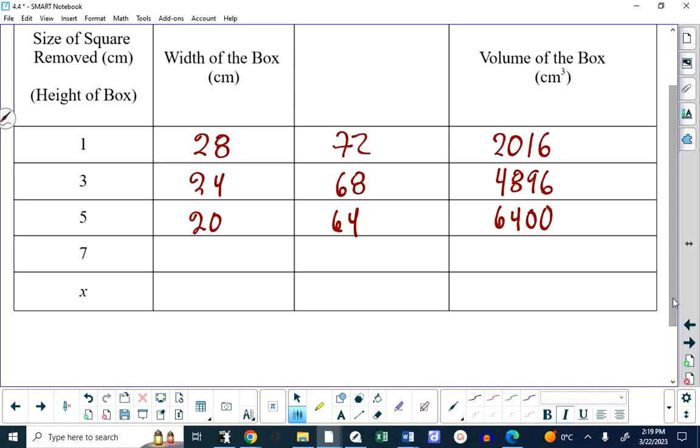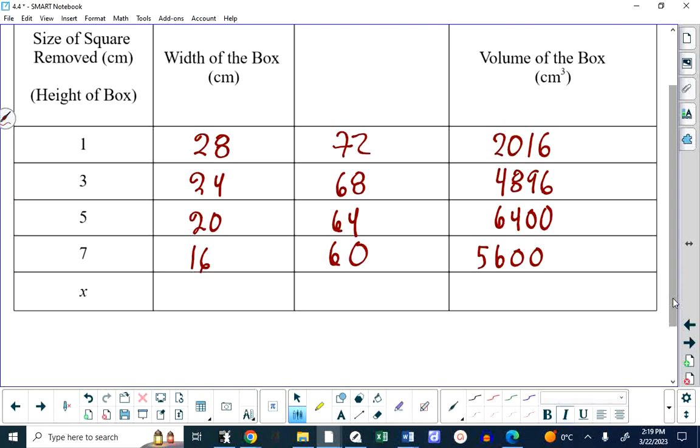It does. So at 7, this would be minus 4. This would be, I believe, 16. This would be 60. And can you tell me what you get for the volume here? 5,600. Okay, so my mistake. I thought we had hit and passed the maximum. So 6,400 is bigger than 4,896 and bigger than 5,600. So presumably between 3 and 7, there's a number.